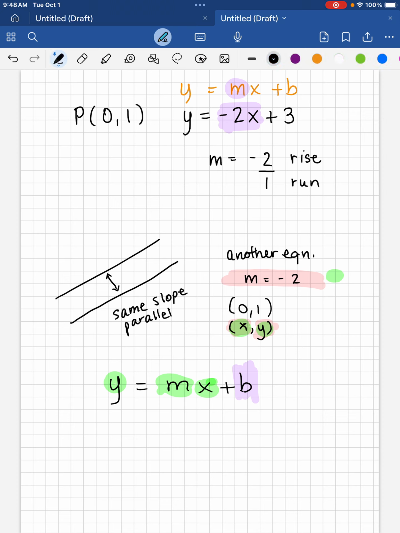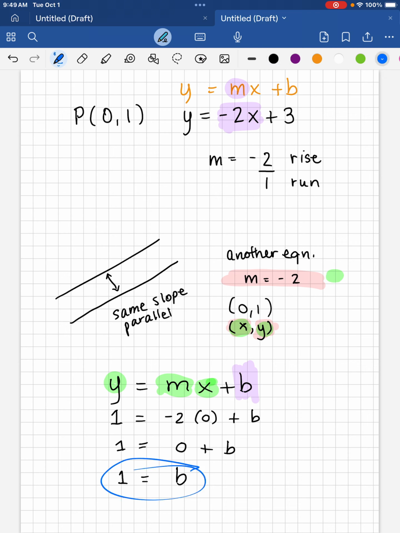So if x is 0, I'm going to plug it in right here. If y is 1, I'm putting it in right here. And if m is negative 2, I'm putting it in right here. Then I'm left with just b, and b is what I have to solve for. So I'm going to multiply negative 2 times 0. I get 0 plus b equals 1. And then 0 plus b is just b. So b is 1.